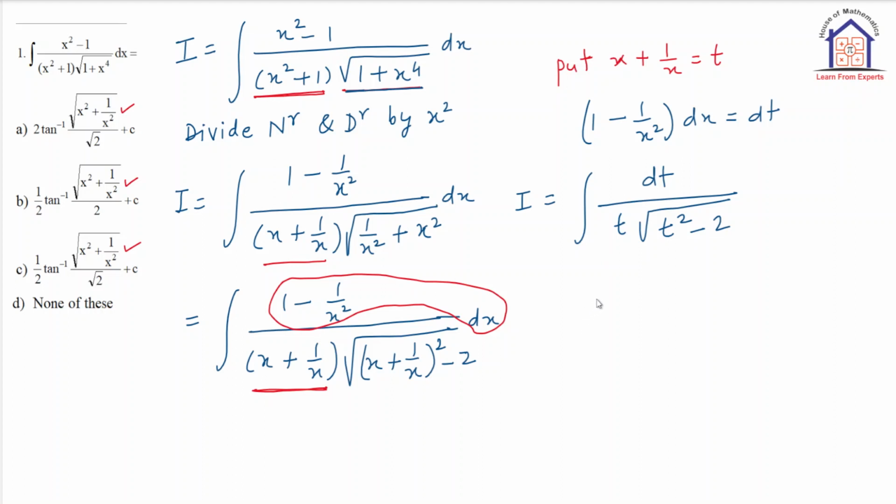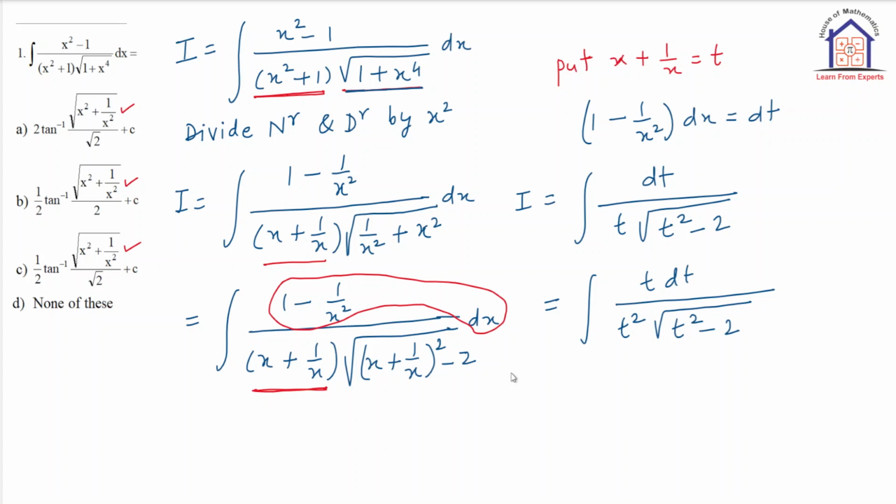Again I have to evaluate this integral, so I have to use another substitution to bring this integral into the standard form. So students, again I will multiply and divide this integral by t, multiplying by t dt, divided by t square into square root of t square minus 2. I have multiplied and divided by t in the numerator and denominator.